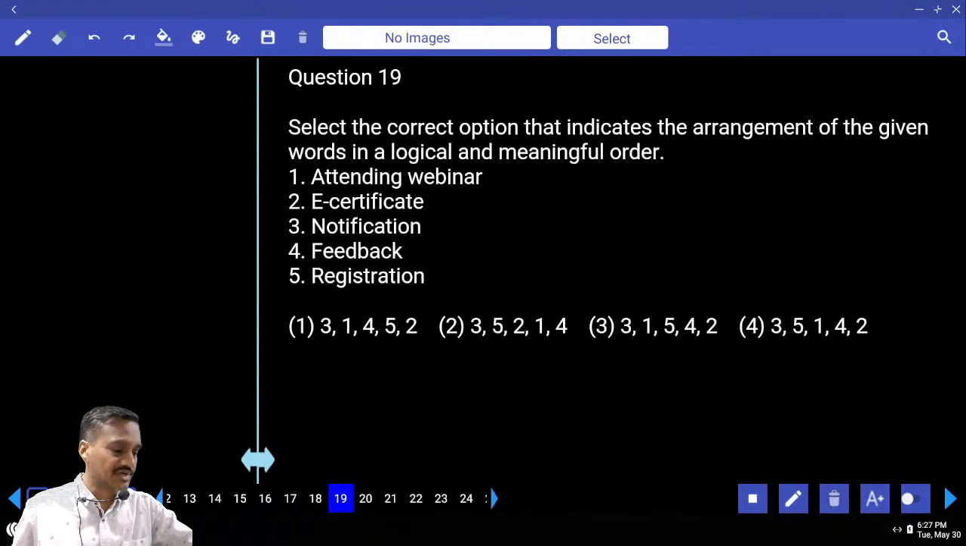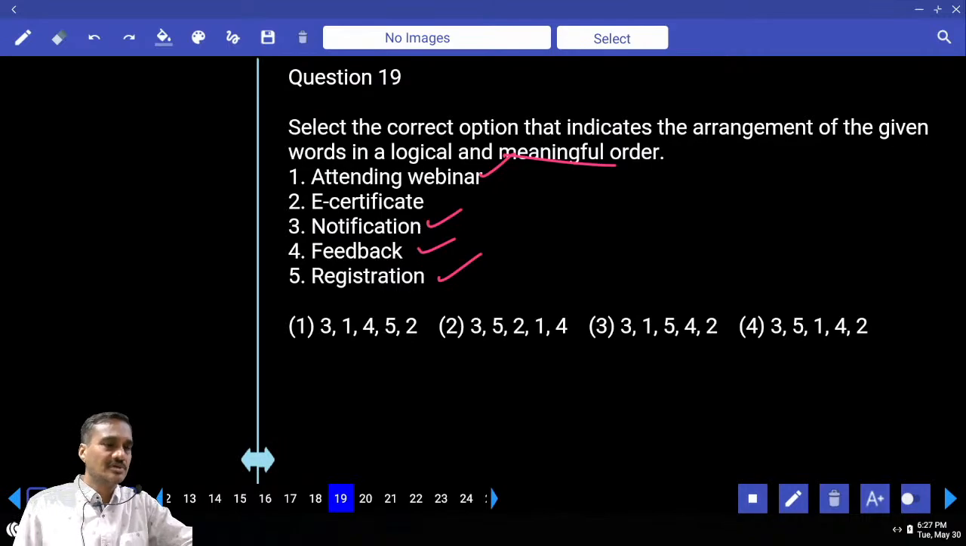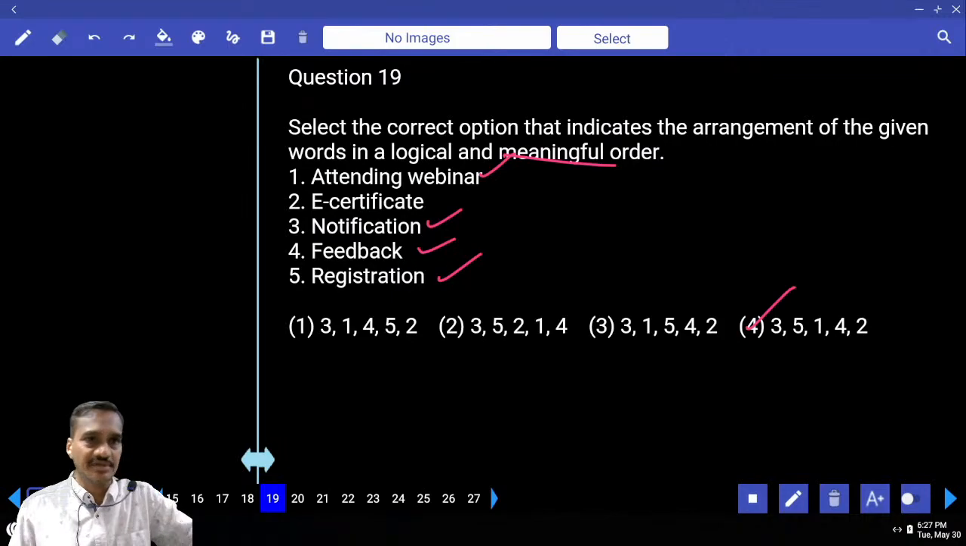Now in this question number 19, logical and meaningful order. Now tell me what is the meaningful order here? Once the notification has been issued, then you need to take a registration. Then once the registration has been done, then you need to attend a webinar. And once in that one, then you need to take the feedback, and finally you need to submit the e-certificate. Hence it comes under the procedure of joining, admission.